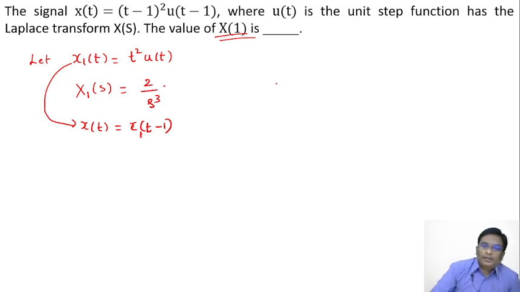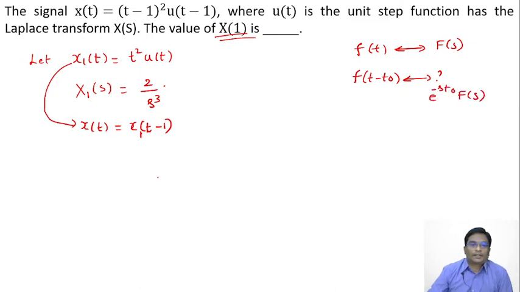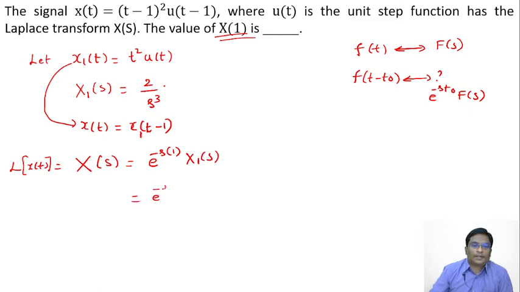We have studied that if the Laplace transform of f of t is F of s, and f of t is delayed by t naught, then the Laplace transform is e power minus s t naught into F of s. In the same way, the Laplace transform of x of t, which is X of s, can be written as e power minus s into X1 of s, that is, e power minus s into 2 by s cube.